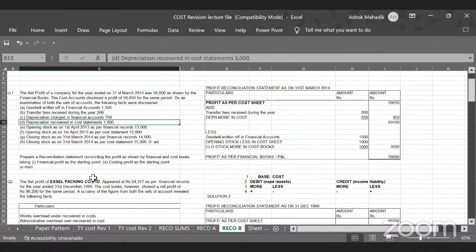We have to make a reconciliation. Step one, we have already done: our base is cost. Second step, whether debit or credit: depreciation, so it's a debit item, right? Now tell me whether it is more in cost or less in cost. You can compare: in cost it is 1,000 and in financial it is 750. So it is more in cost, isn't it? So what will be the effect? Add. The effect will be add.